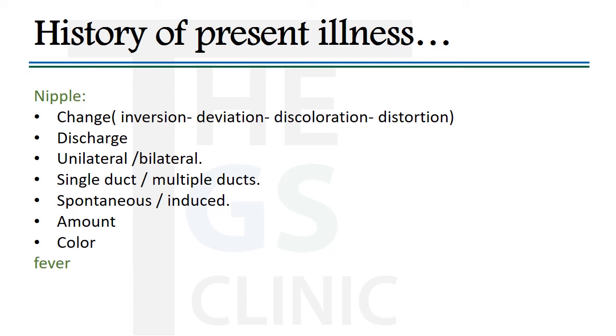The amount of the discharge: some patients have just drops, some patients have a large amount of discharge. And this is very important to say. The color of the discharge is very, very important, because it might give a hint to the underlying pathology. Associated symptoms like fever and other presentations are very important, because it might be caused by infection. So we have to say if there's any associated fever.